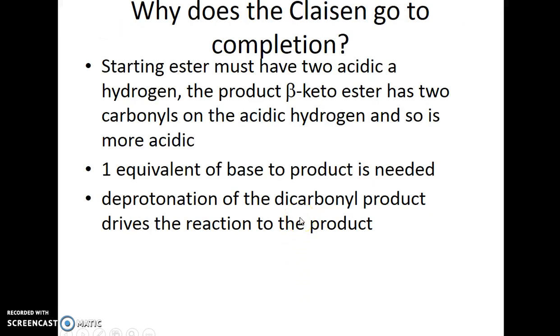So why does the reaction go to completion? It's because deprotonation of the dicarbonyl product drives the reaction to completion. The starting ester must have two acidic alpha hydrogens. Why? Because unless you have two, one forms the enolate, and the second is the removal of that proton, which causes formation of the product to be driven to completion so that it can't go backwards.